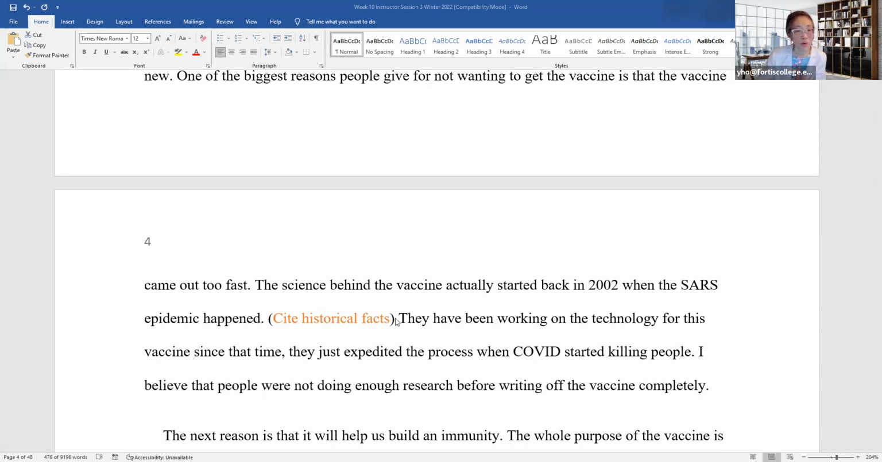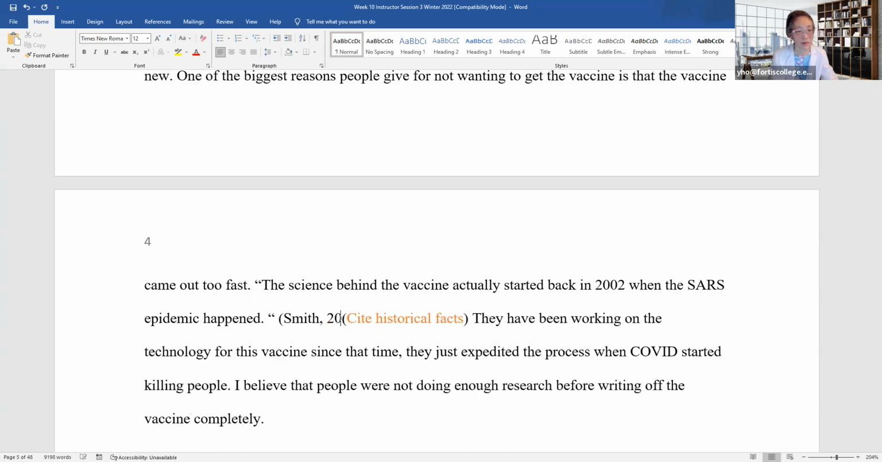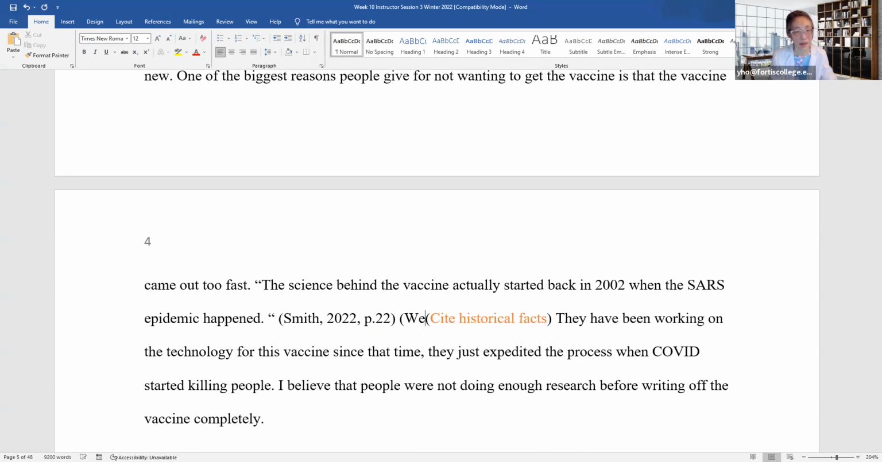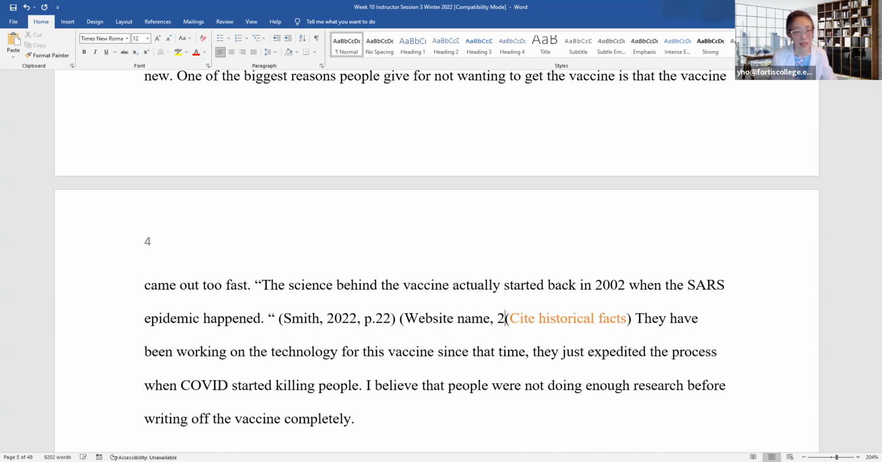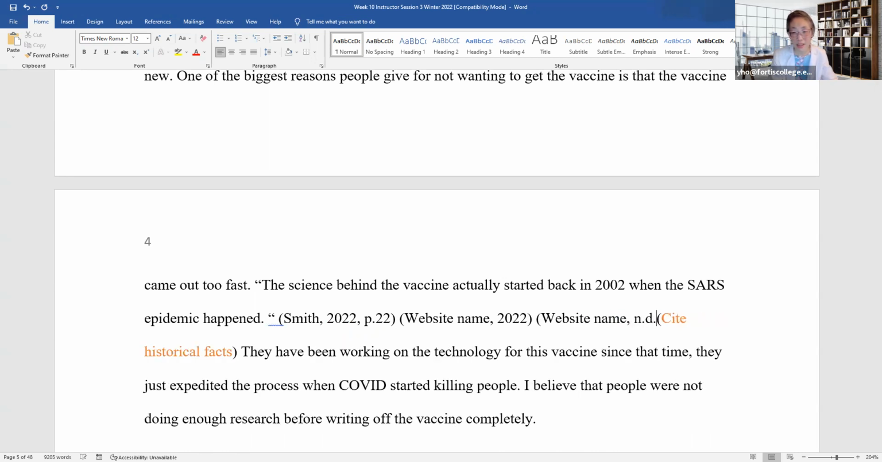So what do we write in a direct quote? When we have a direct quote, we put in quotation marks, and then we put in the author's name, and then we put in the date, and then we put in a page number if it's available. If there is no author name, we put in the website name, and then the date. If there's no author or date, you put in the website name and you put in n.d.